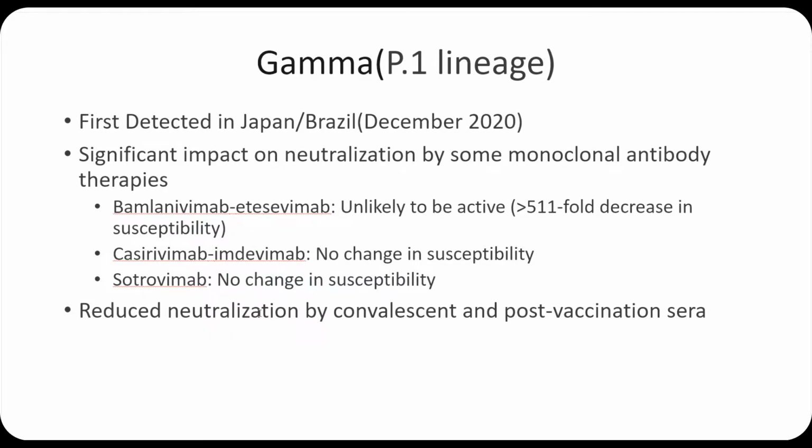They didn't have that many cases with this gamma variant because it was first detected in Japan and Brazil, and they actually found it in a flight, and they narrowed it down to only a few individuals, and they were able to control it. That was a significant impact on the monoclonal antibody and also reduced neutralization by vaccination. So this variant is no longer in question, or at least I don't think it is.